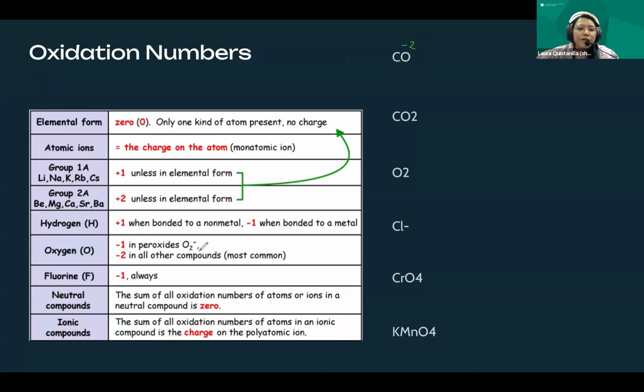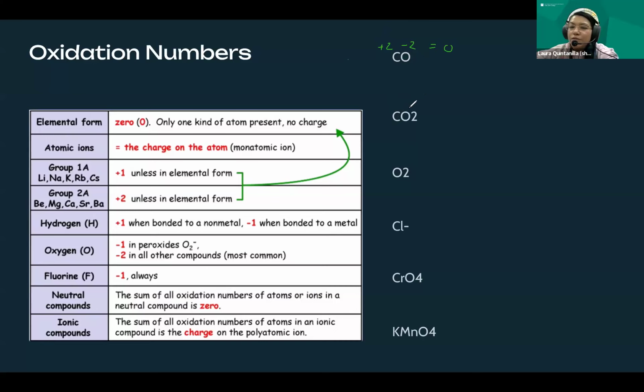And then the second rule we're going to use is that the sum of all oxidation numbers in a neutral compound is 0. So there's no charge on this compound, so its charge is 0. Because this oxygen is a -2, this carbon automatically has an oxidation number of +2, because together they need to equal 0. So if they were to ask you for the oxidation numbers, you would have carbon as a +2 and then oxygen as a -2. So let's move on to the next one.